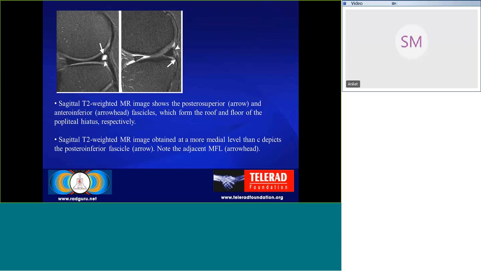controlling the motion. Here a sagittal PD weighted image shows focal fluid signal intensity in the posterior superior aspect of the lateral meniscus. These are the meniscal fascicles, which are also seen at the roof as well as the floor of the menisci. This should not be confused with a tear.